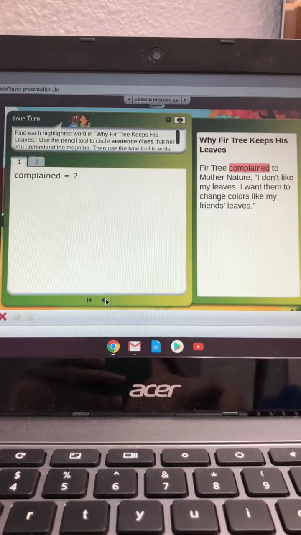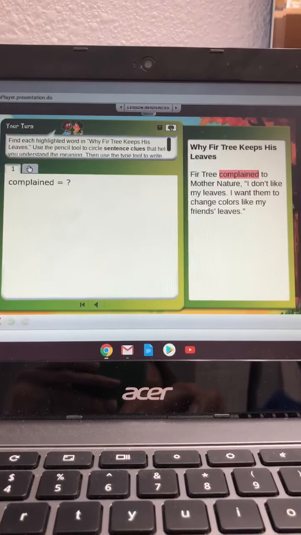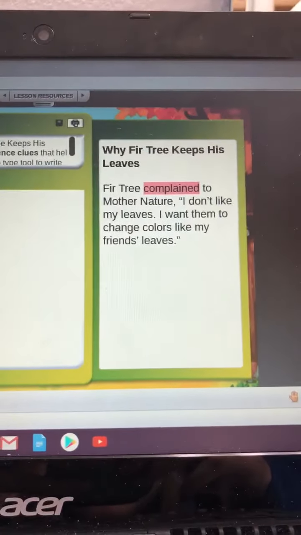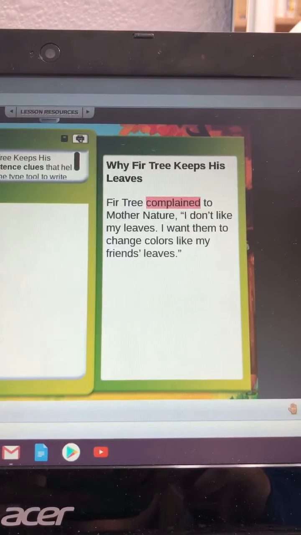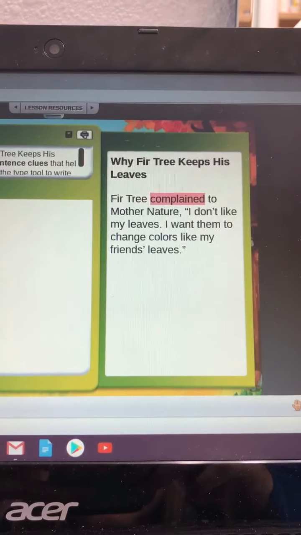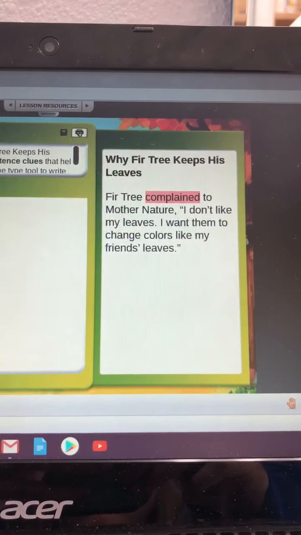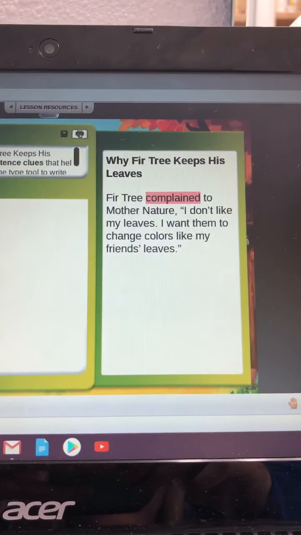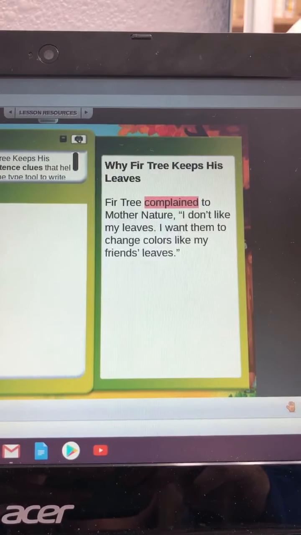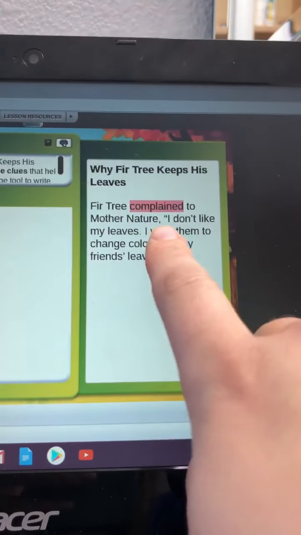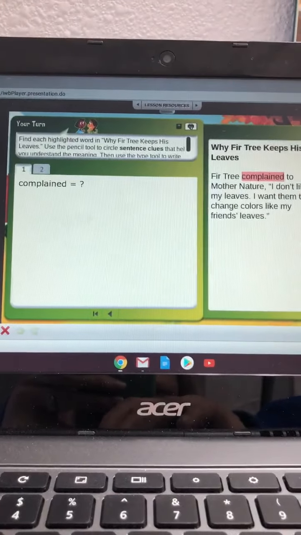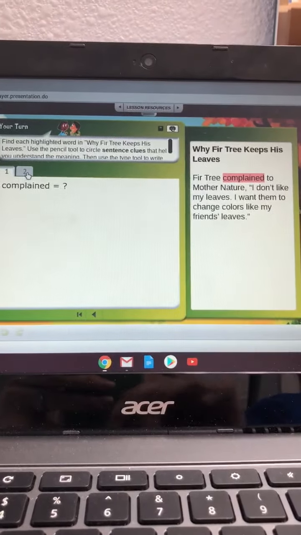Now, complained. What would complained mean? What are some words in that sentence that help you understand what complained means? The first word that pops into my mind is the word don't. I don't like my leaves. That's complaining. It means that you don't like something and you're saying it. So remember the quotation marks are saying that they don't like something. And what does fir tree not like? Does not like his leaves.